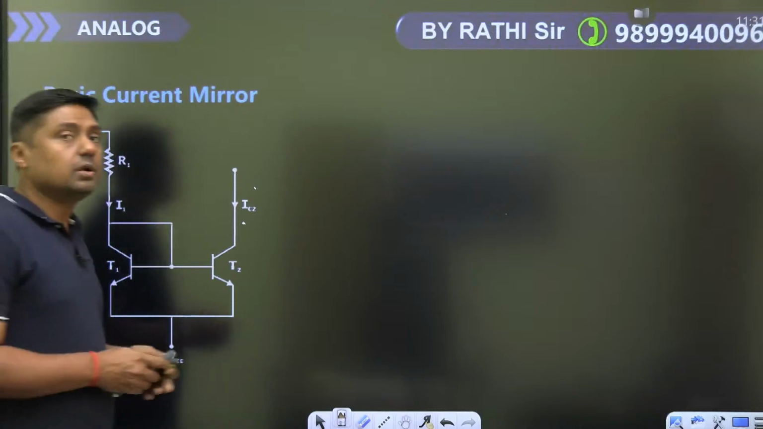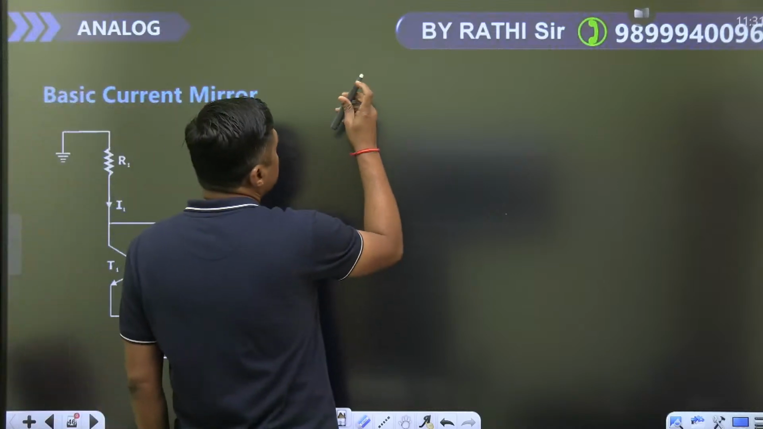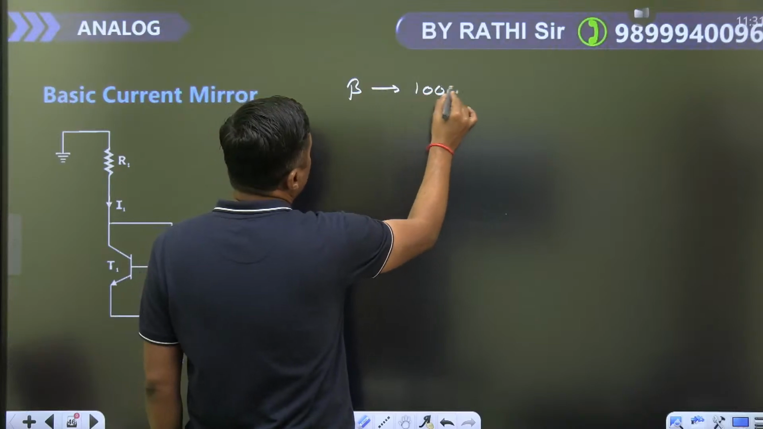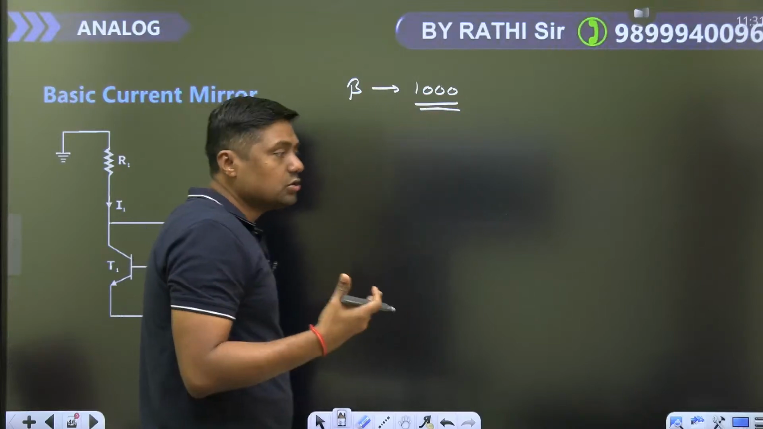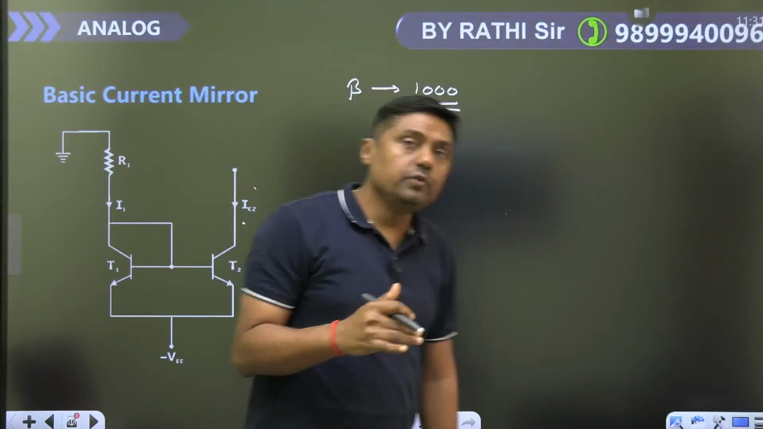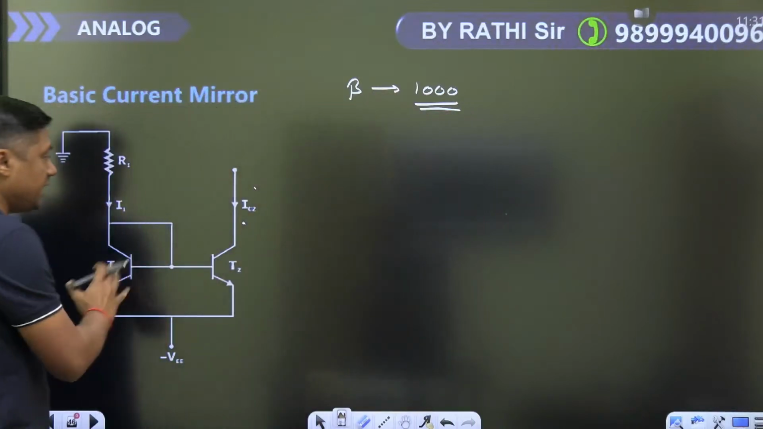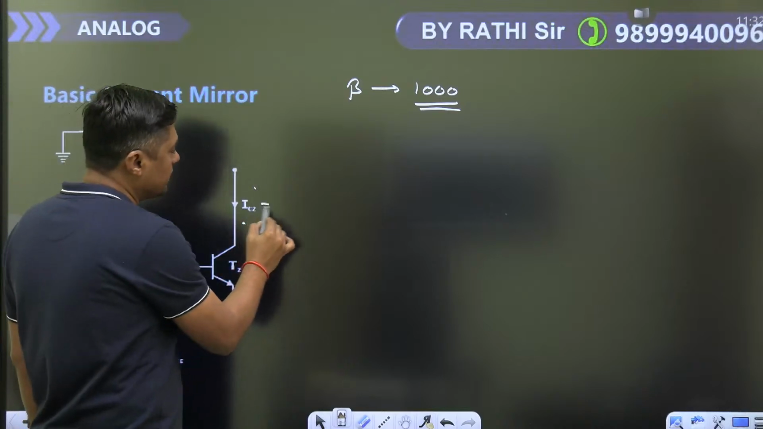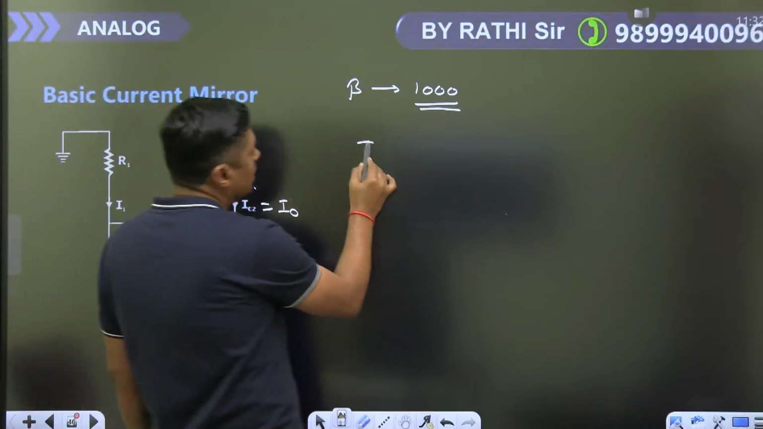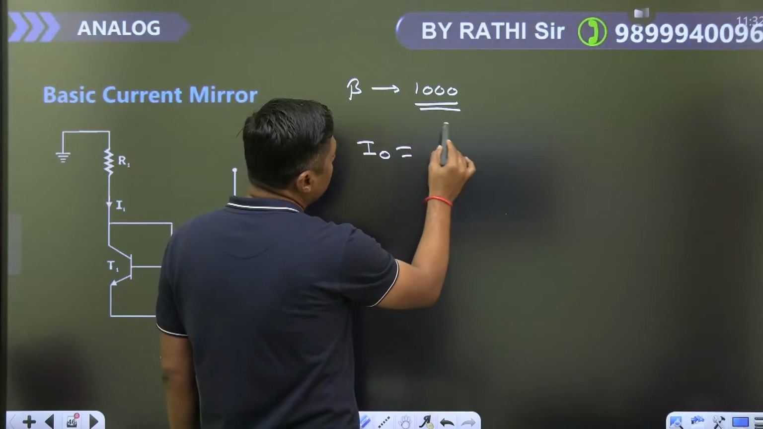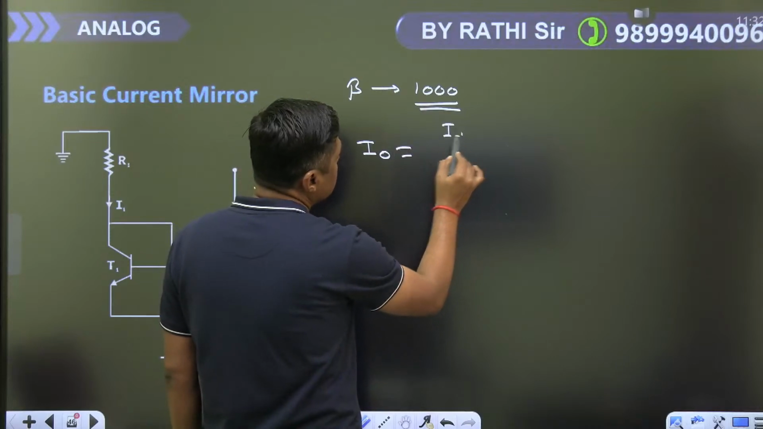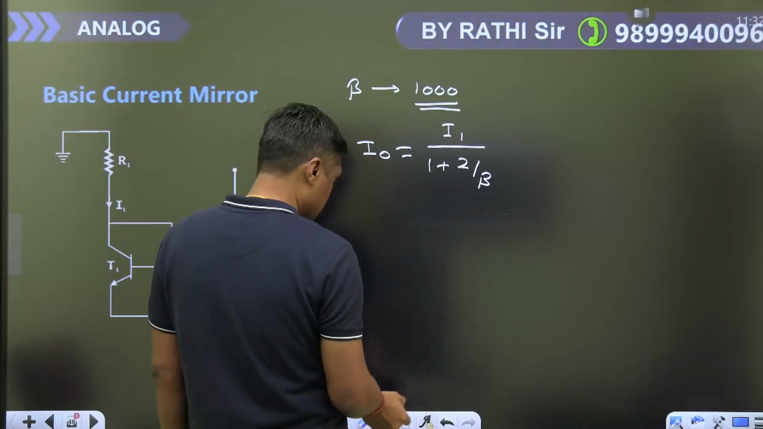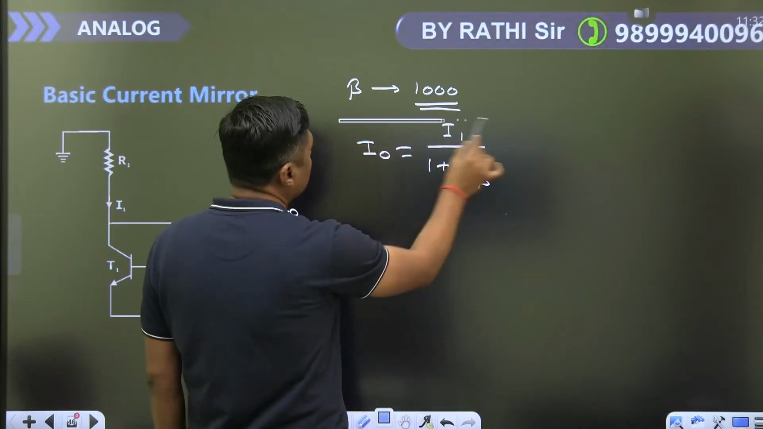Normally what is the condition? Beta should be very very large. Normally beta is in the range of 1000 for a current mirror circuit. Then we are saying that both the transistors should be identical. Then IC2, or output current, is forced to equal the input current. So this is the reference current divided by 1 plus 2 by beta. Actual formula is this one.